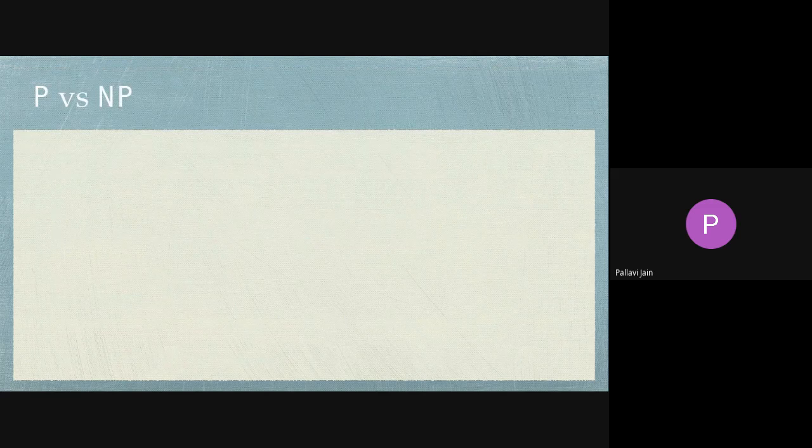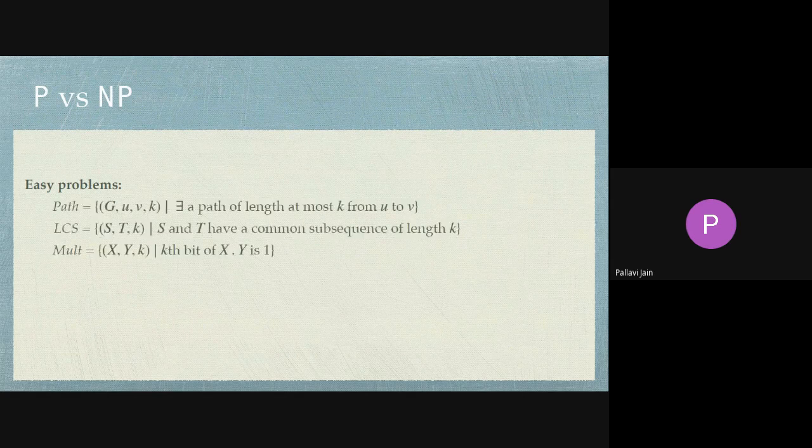Okay, so let me start with this complexity class called P, which I'm sure you all know. Many problems of our interest are easy, right? They can be solved in polynomial time. Here, just one more thing I'm using for my convenience: I'm not writing decision problems purely as decision problems. I'm writing them in the form of a set or language, right?